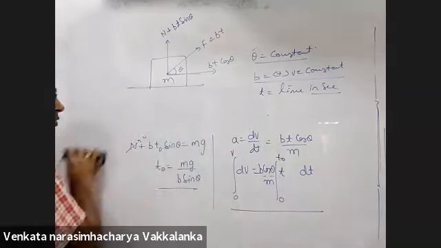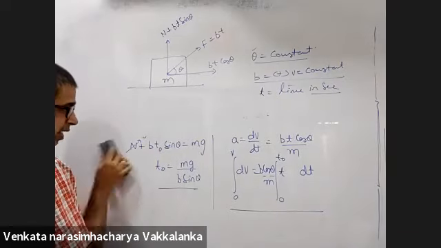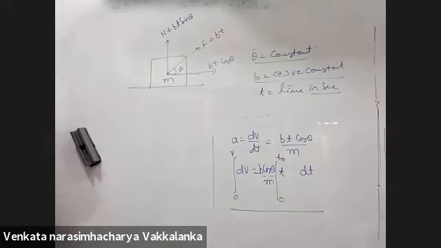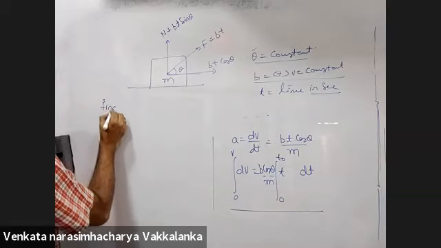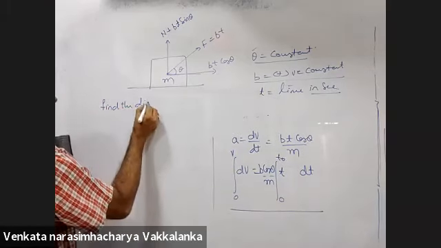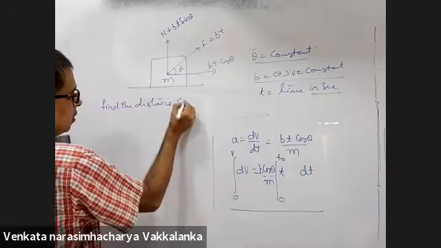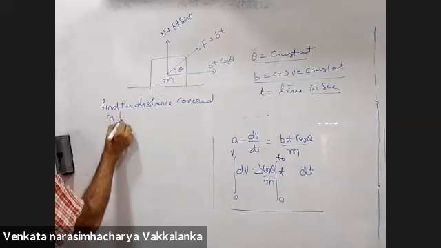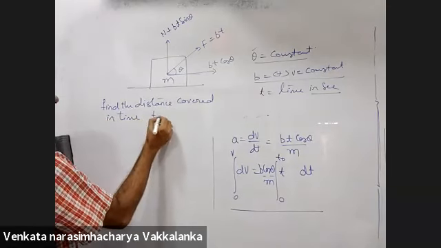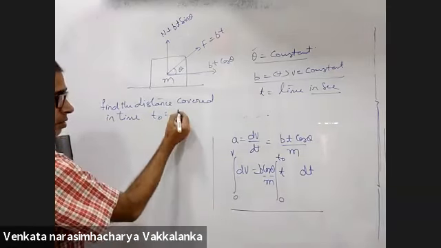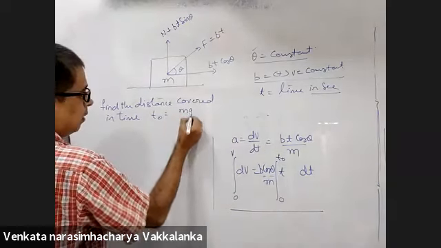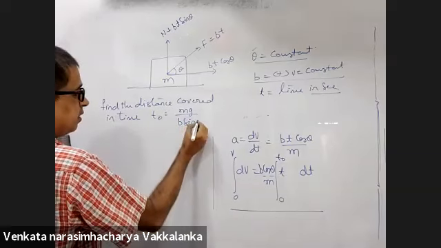We extend this question one step ahead. We ask what is the horizontal distance covered before it loses contact with the ground. Find the distance covered in time t naught. How much was t naught? mg upon B sin theta.